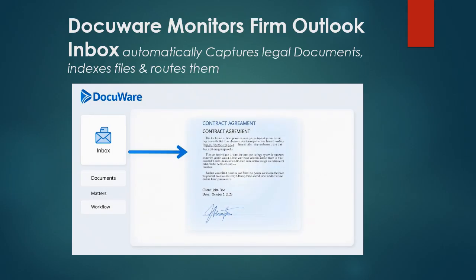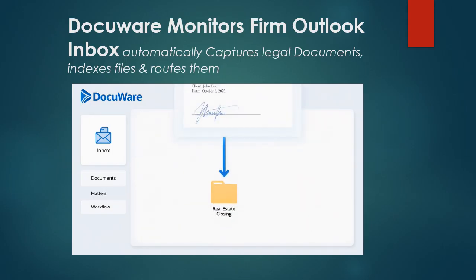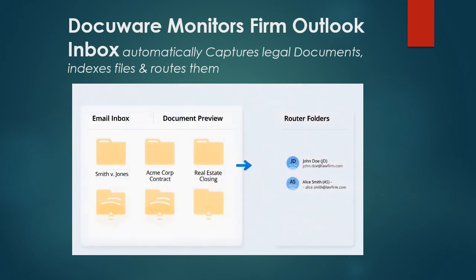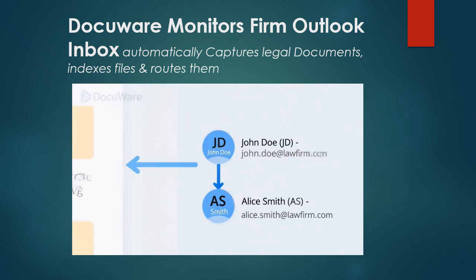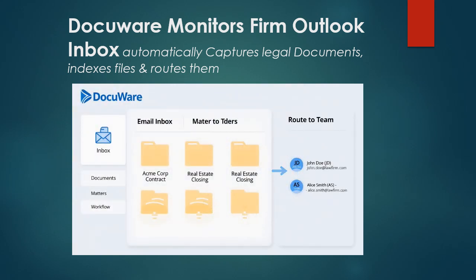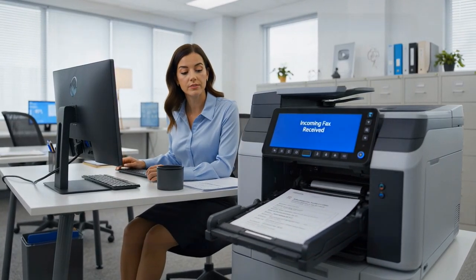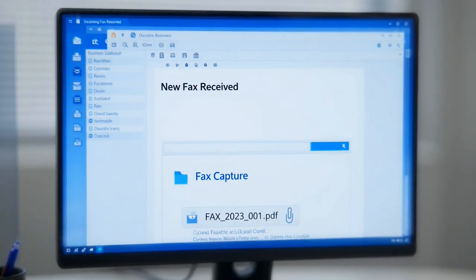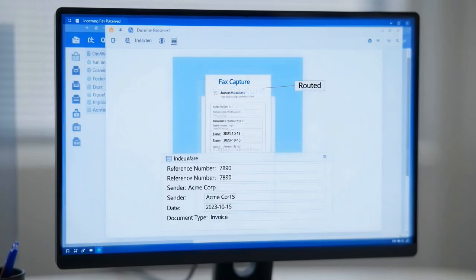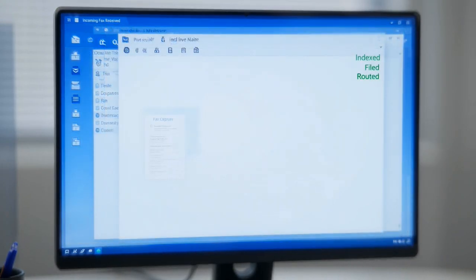DocuWare automatically monitors a law firm's inbox, captures qualifying legal documents based on defined rules, stores them in the correct matter folder, and routes them to the right team members for review or approval. The copier just received the incoming fax. It's automatically forwarded as a PDF to Outlook. The system ingests it, performs OCR, and indexes the data. Then it routes the document to the team.